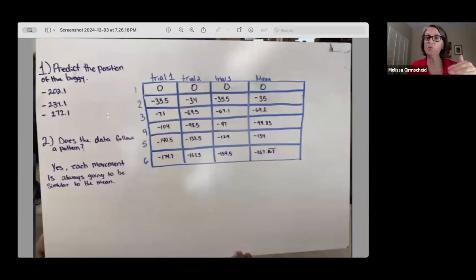But the key is if I know where the buggy currently is, or even better, the computer simulation knows where the buggy currently is, and we know by how much the buggy should move for every tick, we can determine where the buggy should be at the next position, and the next position after that, and the next position after that. Because what they're doing in the computer is iterative, and they can repeat this process over and over and over again to move the buggy.